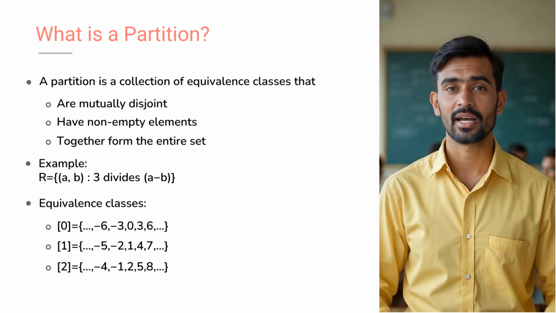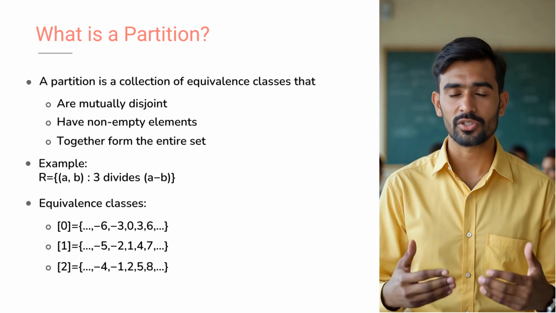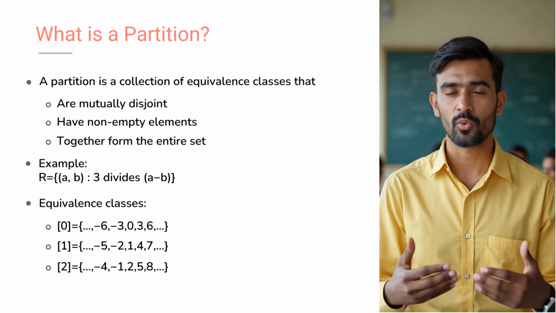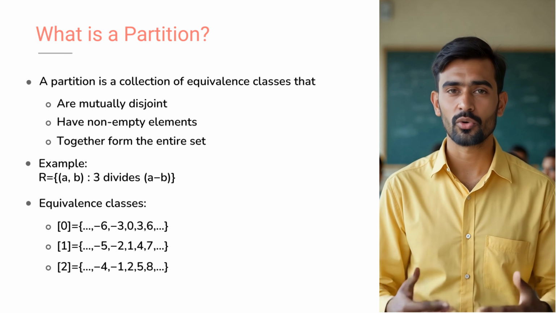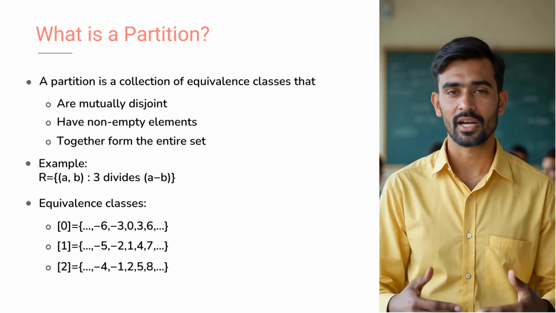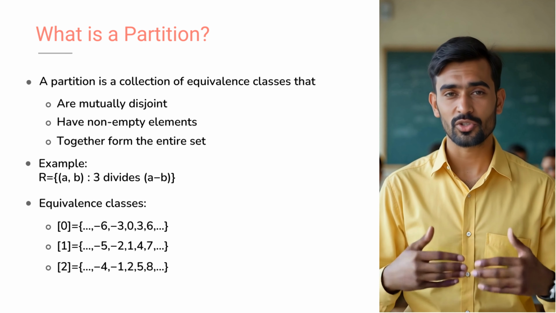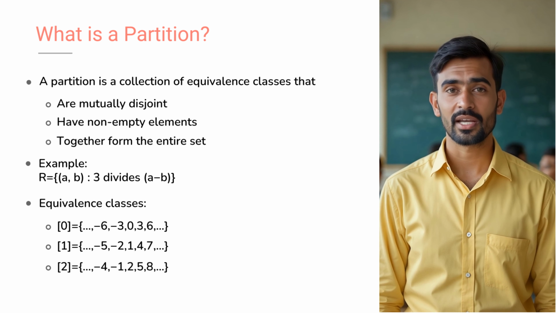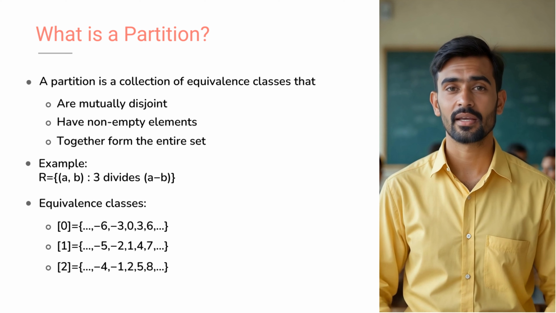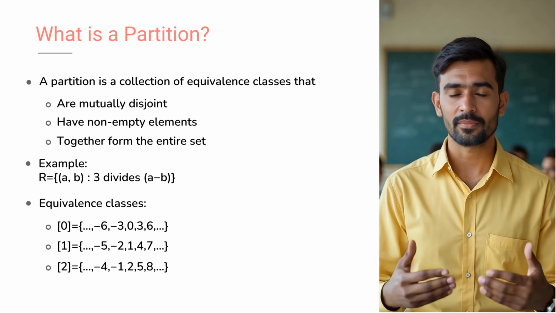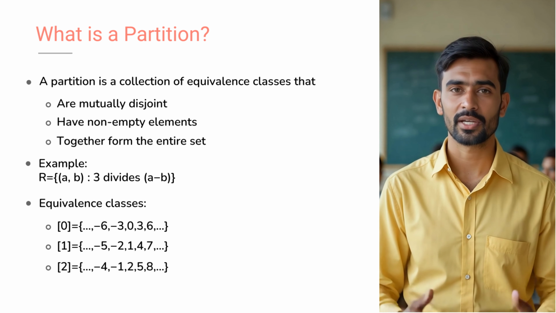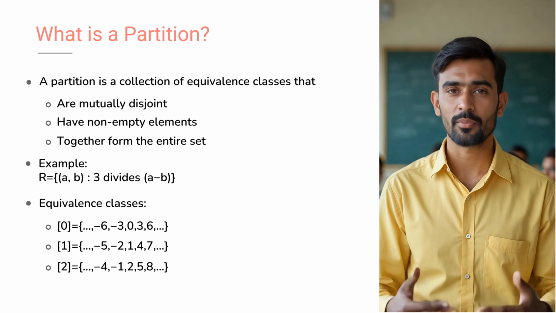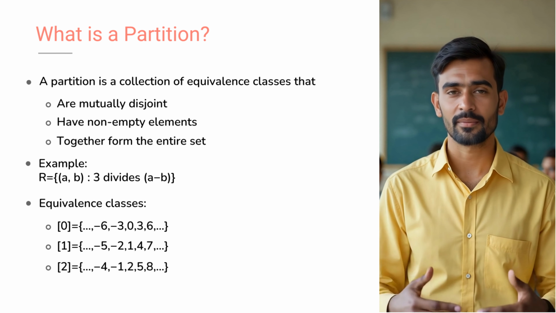Next, the equivalence class of 1. This includes all numbers that leave a remainder 1 when divided by 3, like -5, -2, 1, 4, 7, and so on. Finally, the equivalence class of 2. These numbers leave a remainder 2, like -4, -1, 2, 5, 8, and so on. So this relation divides Z into 3 clean, non-overlapping groups based on how each number behaves when divided by 3.